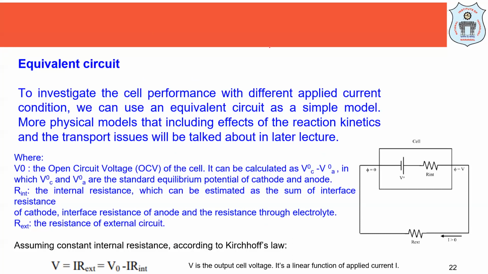And the electrical equivalent circuit of this electrochemical cell is always given. So assuming constant internal resistance, according to Kirchhoff's law, V equals IR, right? So this circuit diagram can be the equivalent of an electrochemical cell. It will constitute a resistor unit and a capacitor unit.